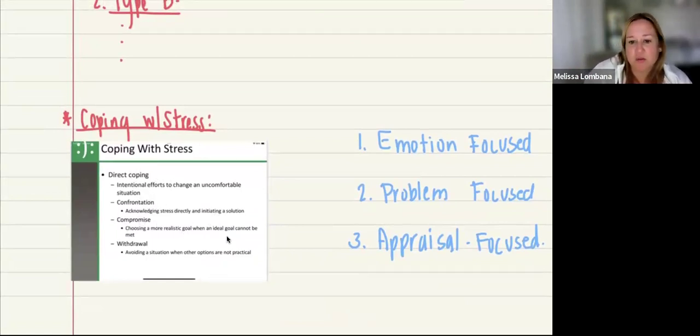Compromising, choosing a more realistic goal. And then there's also withdrawal, where you're just avoiding the situation altogether. So these are ways of directly coping. Now, there is also what is called emotion focused, and I want you to write that on the side as well. Emotion focused is when you're controlling or replacing negative emotional responses to stressors. So you're changing your negative emotions toward the stressor.